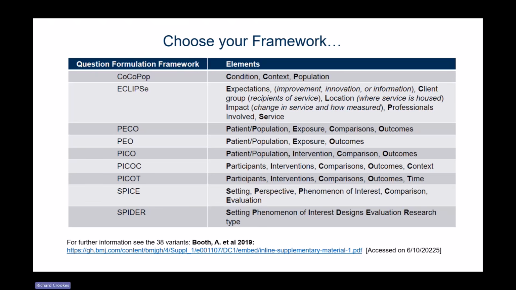Andrew Booth et al. at ScHARR in Sheffield identified 38 variants. So again, we have PICO, which is the Patient Population, Intervention, Comparison, Outcomes, a very popular clinical framework. But we also have PEO, which involves exposure as opposed to intervention. We have PICOT, which includes the time element, or it could be a type of study, such as a randomized controlled trial, with others like SPICE and SPIDER as well.